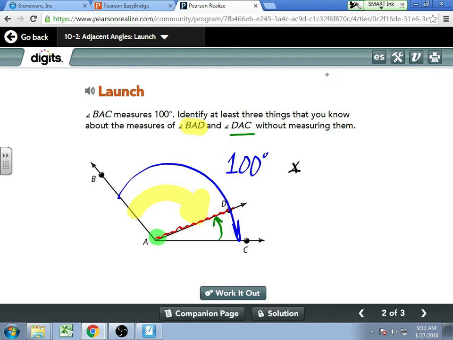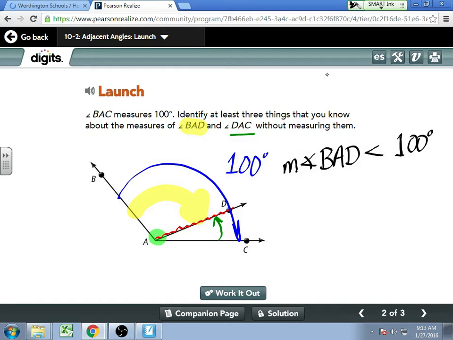By the way, yesterday I think I forgot to mention, if I put an M in front of my angle symbol, anyone figure out what that means? That means the measure. So it's talking about how big it is. So the measure of angle BAD will be less than, what do we know it's got to be less than? 100 degrees. We also know that the measure of angle DAC is less than that 100 because they're both inside of the 100. Thomas, what else could we say?